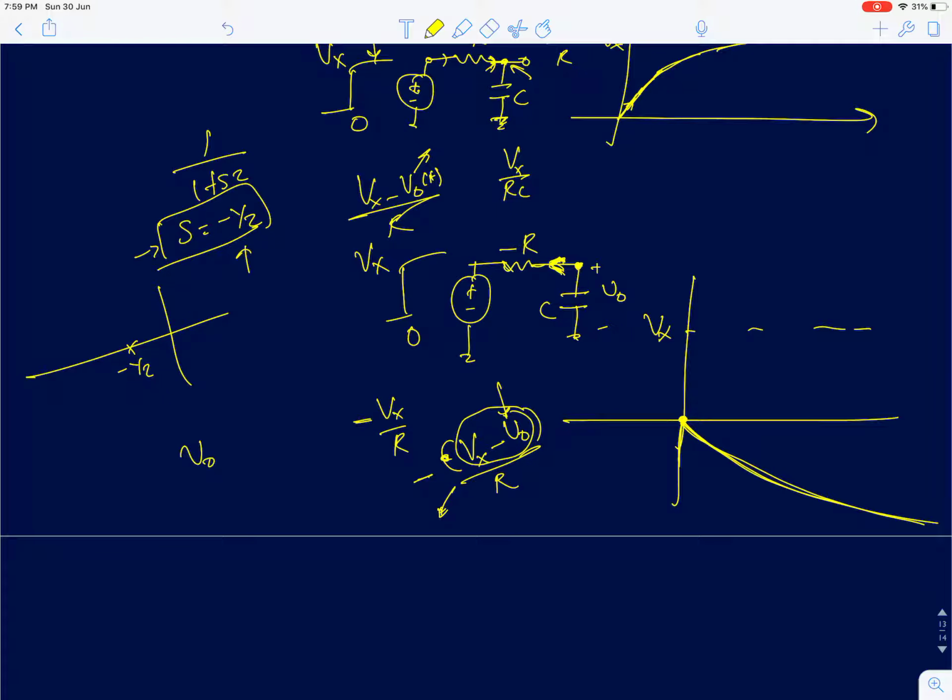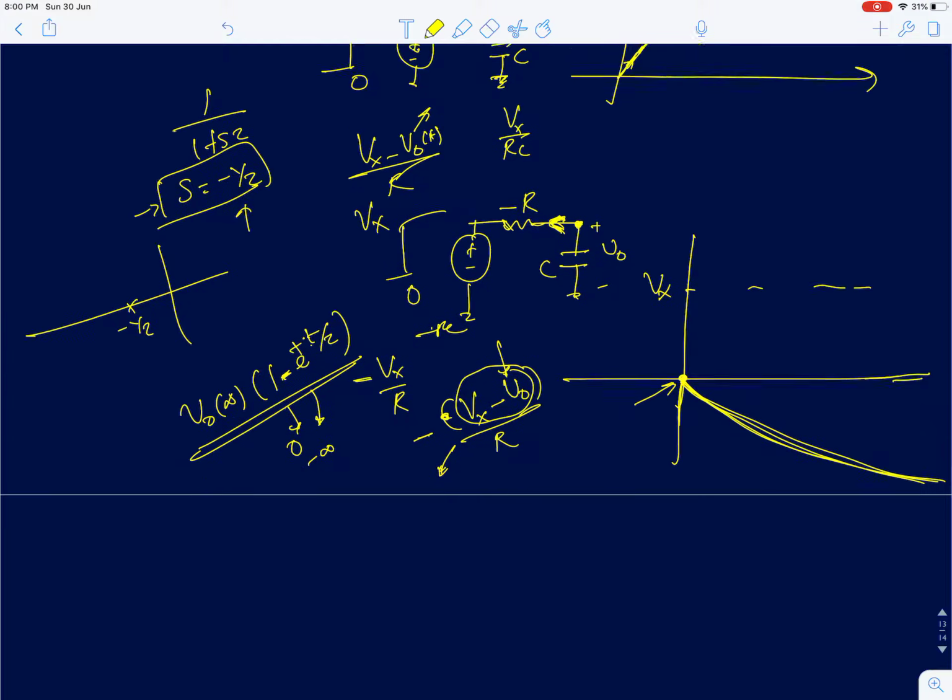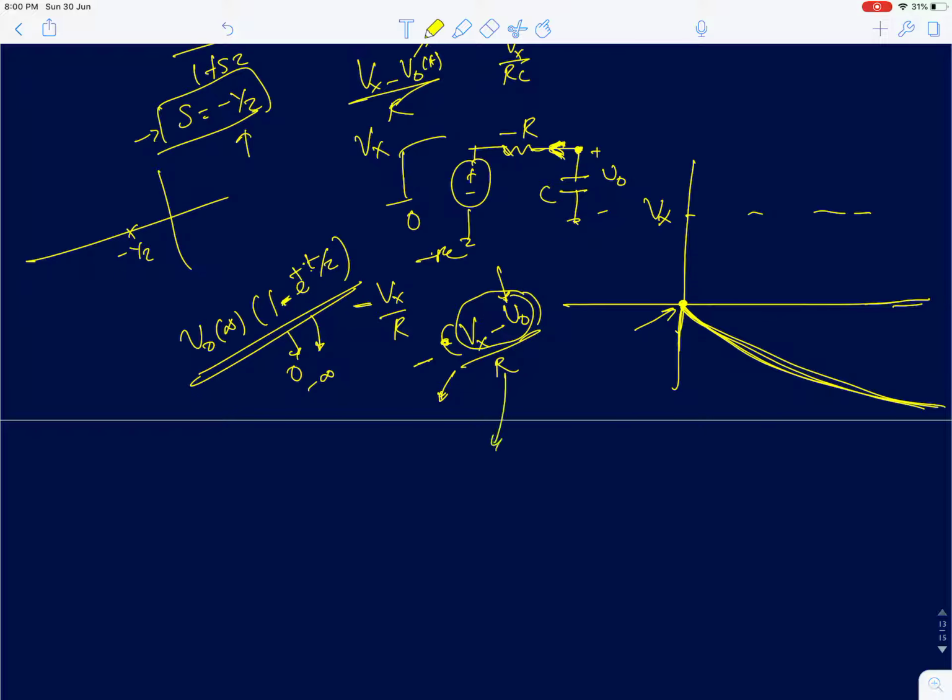So the solution for this will be V0 of infinity into (1 minus e power minus t by tau), but because your time constant is negative, it's minus RC, this will be plus t by tau. So this function, if you see, at t equal to 0 is 0, so it starts at 0 here, and eventually when t is infinity, it goes to minus infinity. Now the pole for this system, if I write the equation, the transfer function is 1 by (1 minus s tau), so the pole is s equals 1 by tau, where tau equals RC.